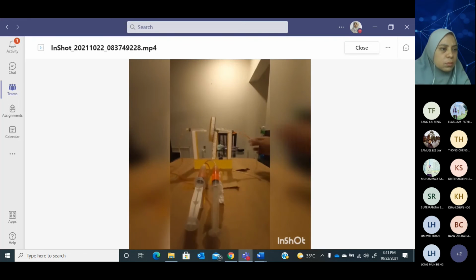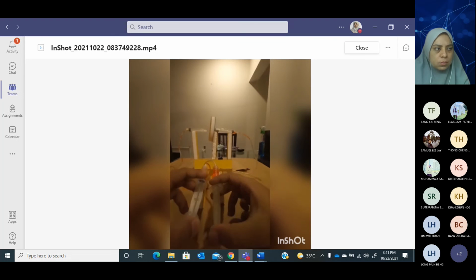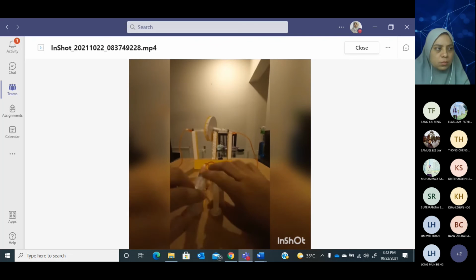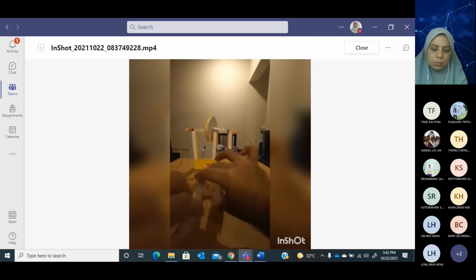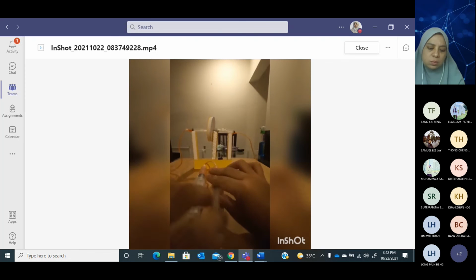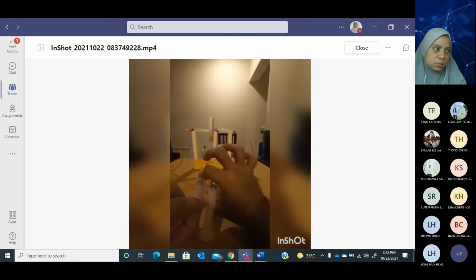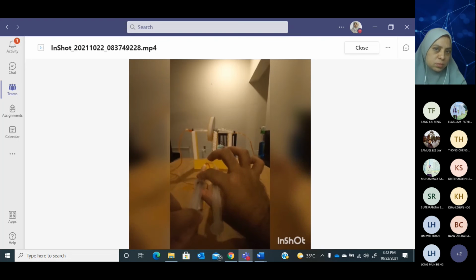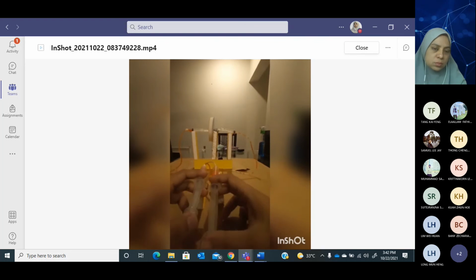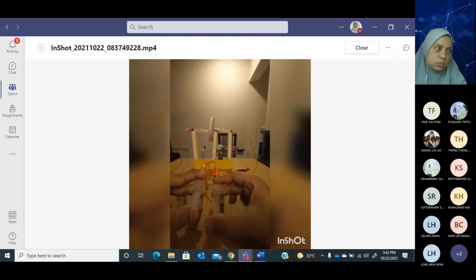So let me start this wheel. As you can see, this wheel is moving. So I will press this plunger. This will stop, and then I spin it again. Then I will press the plunger again, and it will stop.